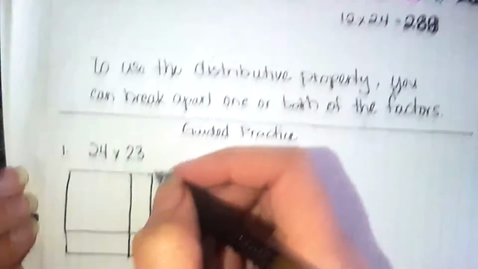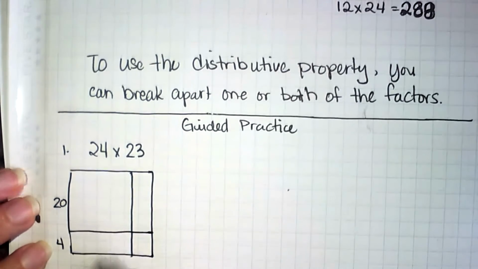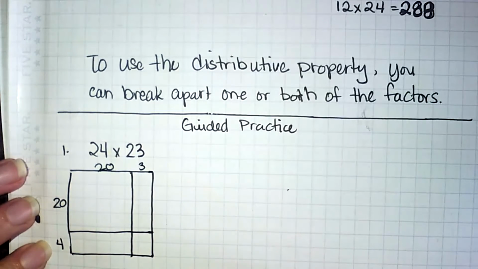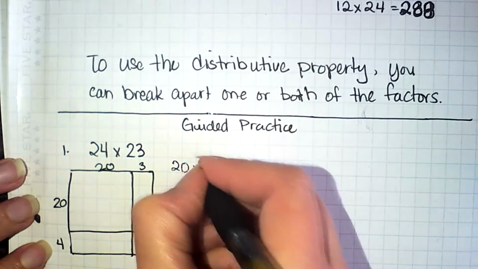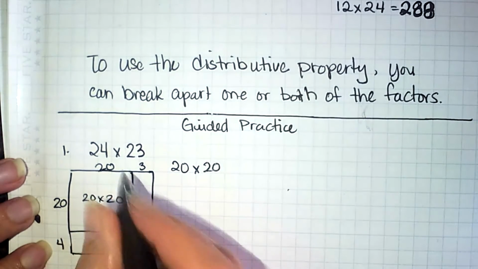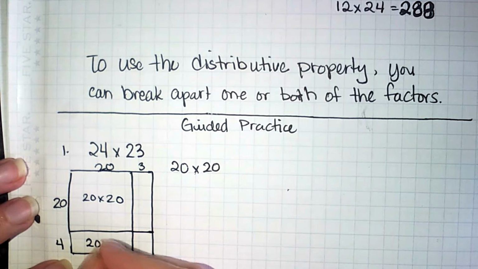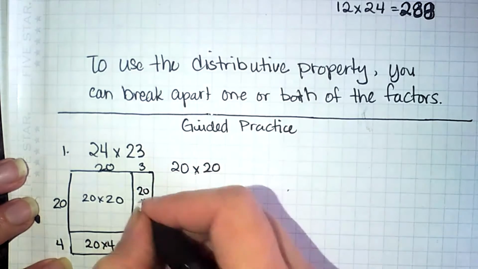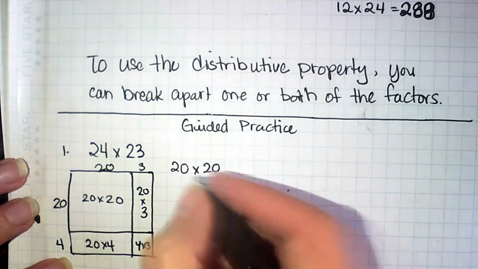So this side is 24, so that's going to be 20 plus 4. And this side is 23, so this is 20 plus 3 more. Now inside we're going to have 20 times 20. This bottom is going to be 20 times 4. This is going to be 20 times 3, and this is going to be 4 times 3.